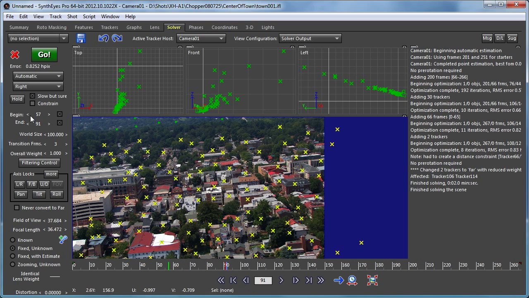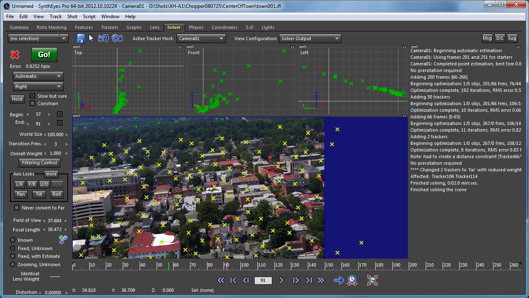And I'll point out that you want to pick frames here where there are many trackers in common between these two frames, because the only trackers that can be used are ones that are visible in both of those two frames. So, if you pick some frame at the beginning of the shot, some frame at the end of the shot, and during the shot, the set of trackers is completely changed over, then you're going to actually get an error message from SynthEyes saying that there aren't any trackers in common between those two. So there's a little thought that goes into that process.